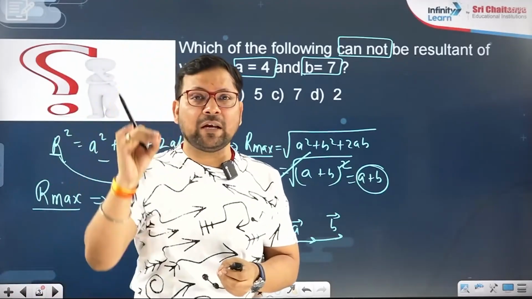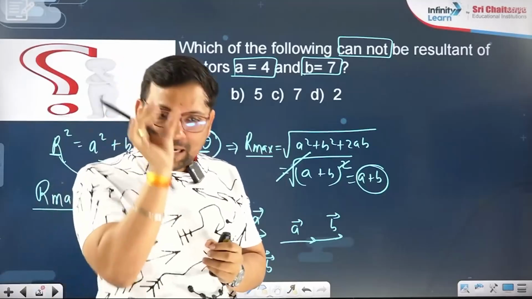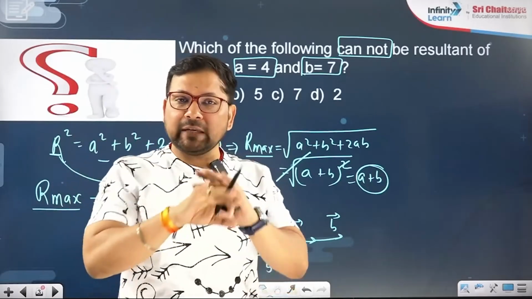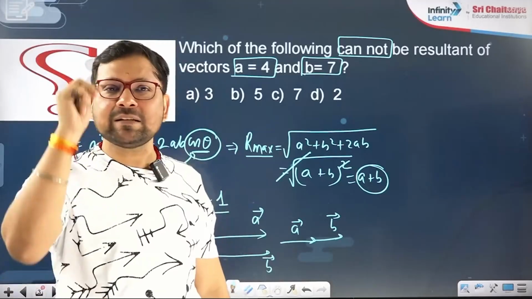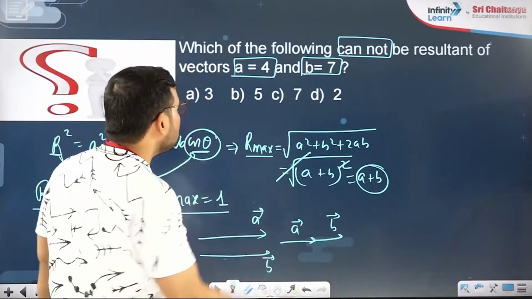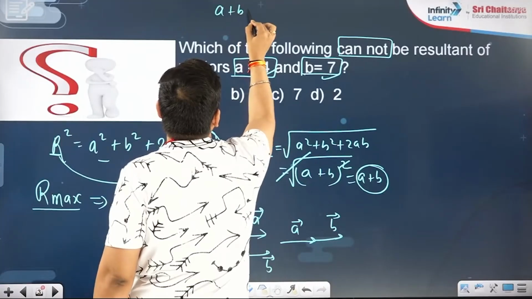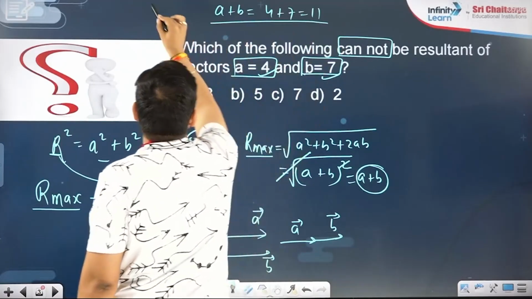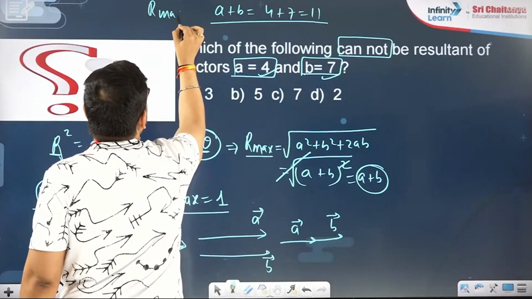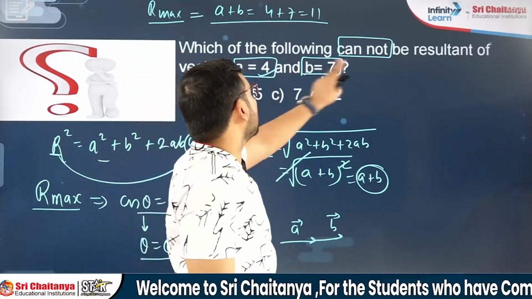So what is the maximum value that the resultant of any two vectors can have, the highest value of their magnitude addition? A magnitude plus B magnitude. A plus B, that is the maximum. More than that is possible? No, more than that is not possible. So A is 4, B is 7. So A plus B, that is 4 plus 7, that is 11. That is the maximum range. Beyond this, you cannot have any resultant of 4 and 7.